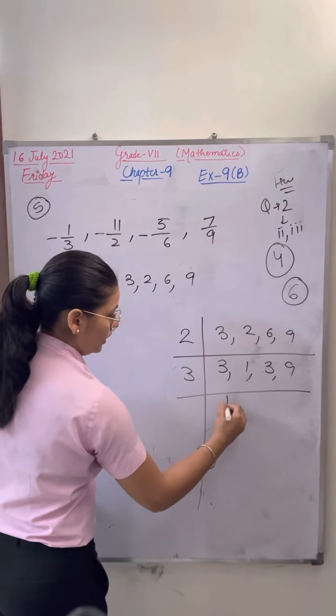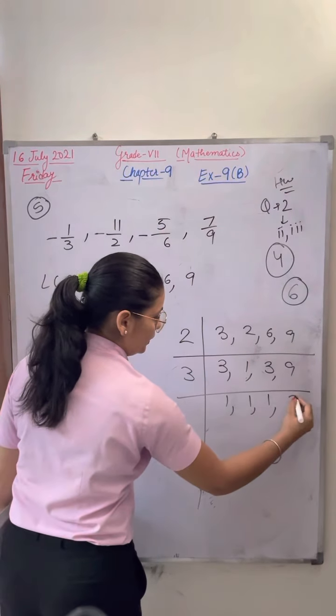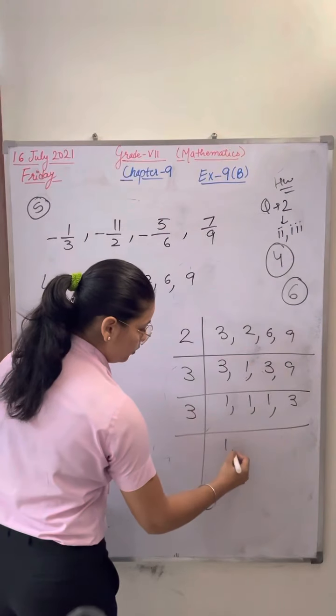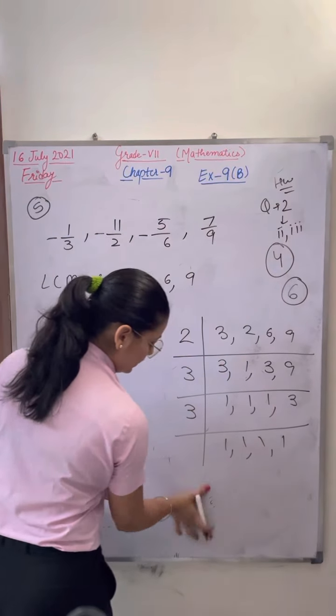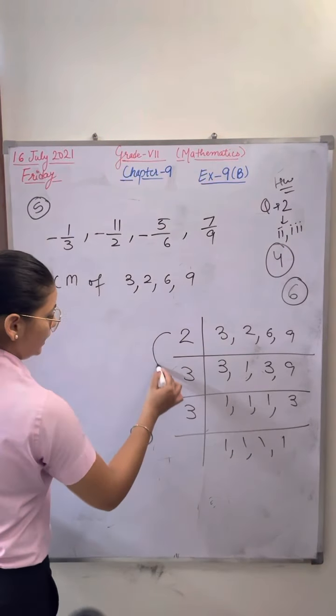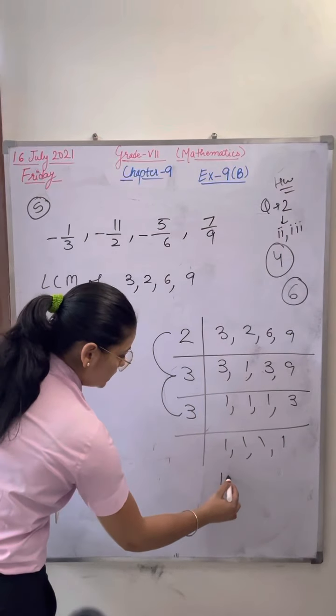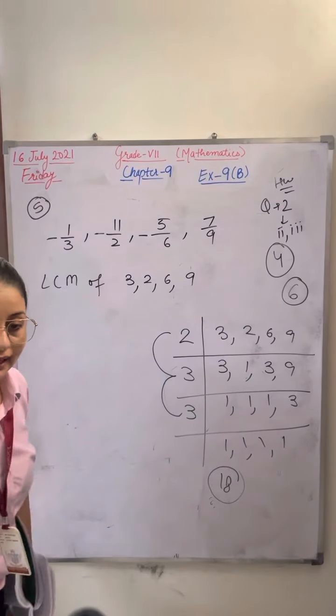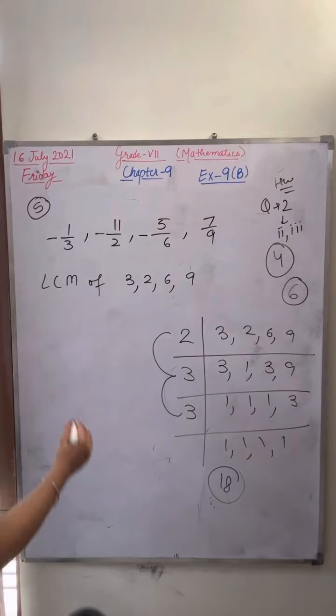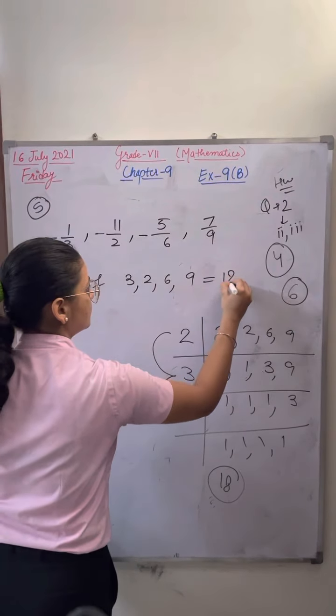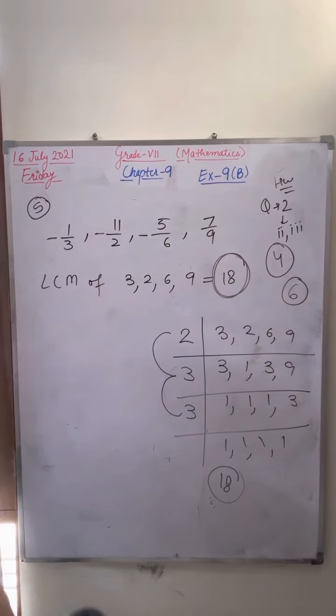Now on the 3 table: 3 ones are 3, 1, 1, and 3 threes are 9. Again on the 3 table: 1, 1, 1 and 1. So the LCM is 2 threes are 6, 6 threes are 18. The LCM is 18. This is the LCM.